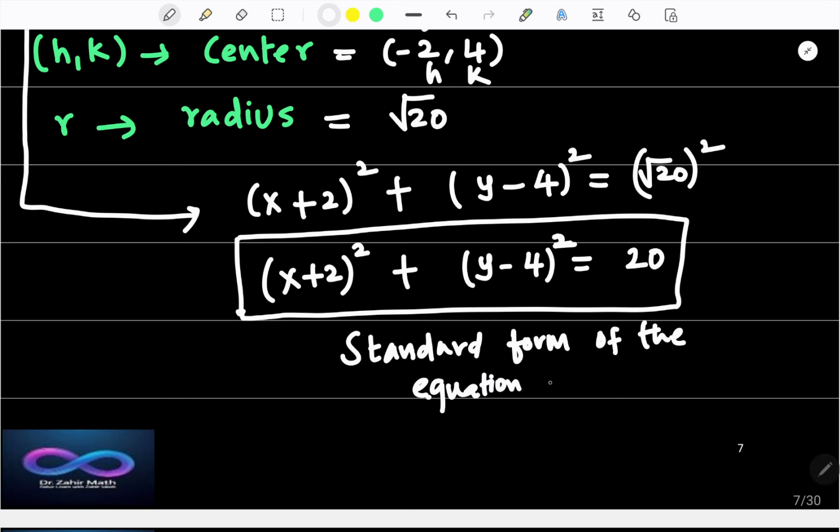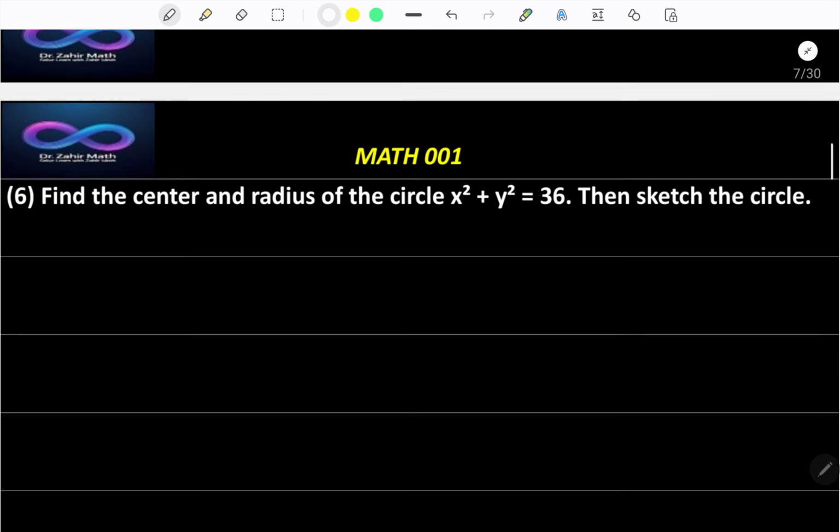All these English words please remember. Okay, otherwise in the exam you will get confused. So please remember these words.